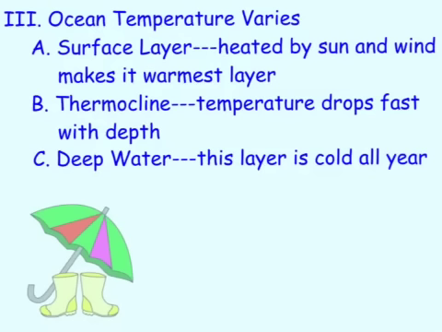Now, not only do salinity and ocean gases and all of those things vary in oceans, but ocean temperatures vary as well. The surface layer is heated by the sun and wind and makes it the warmest layer. The thermocline is a very important term for you to be sure to remember. It is where the temperature drops very quickly as you increase depth. And then deep water is cold all year round, just similar to what we talked about with lakes, that the water at the bottom is going to be much cooler and stay that temperature for much of the year.